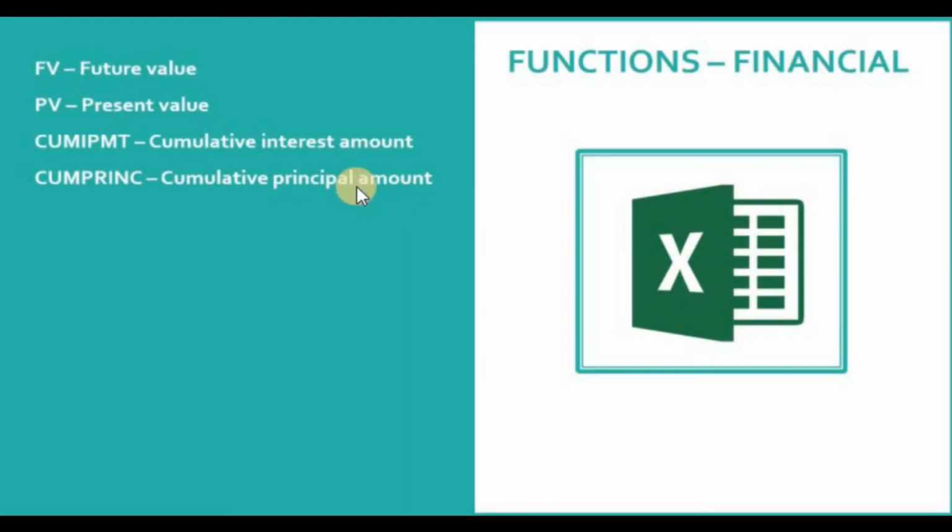So far we have seen finance functions: FV is to arrive at the future value of an investment, PV is to arrive at the present value of a future investment, CUMIPMT is to calculate cumulative interest payment, CUMPRINC is to calculate cumulative principal payment.